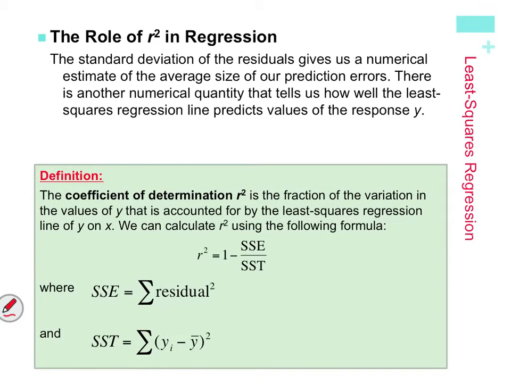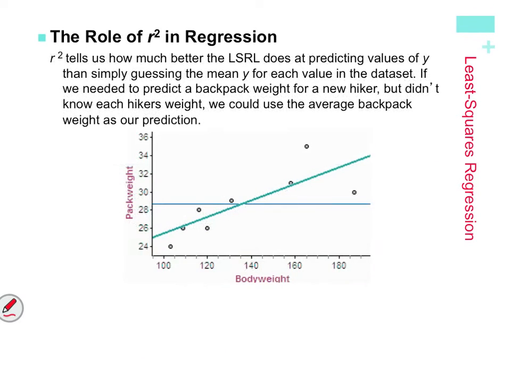It's the fraction or the proportion of the variation in values of y that is accounted for by the least squares regression line. They tell you how to calculate it, and again, it's not something that we calculate by hand. So r squared tells us how much better the least squares regression line does at predicting values of y than simply guessing the mean y for each value in the data set.